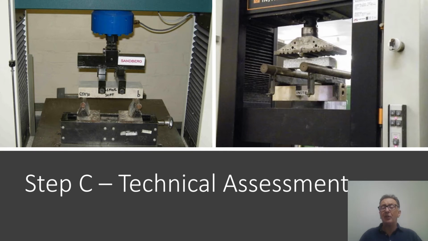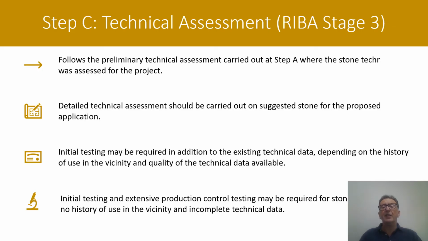The third main step in the stone selection process is step C, or the detailed technical assessment. This detailed technical assessment stage follows on from any preliminary technical assessment that may have been carried out at step A in this process, where perhaps provisional or early technical data was reviewed, sometimes just in the form of the DOP or other technical data that may be generally made available for that stone. At this stage, however, it's important that a more detailed assessment is made to look at the properties of the stone with regards to the proposed application.